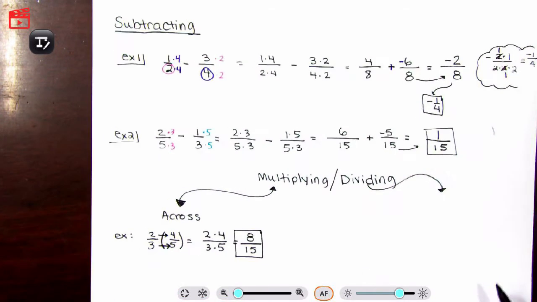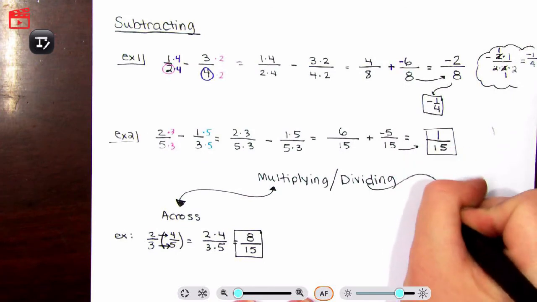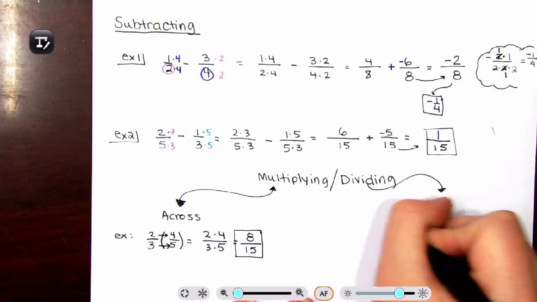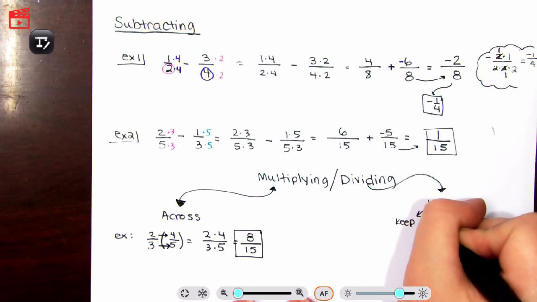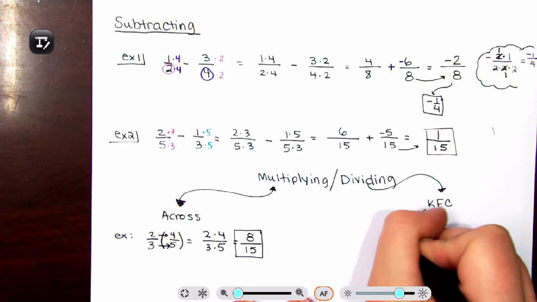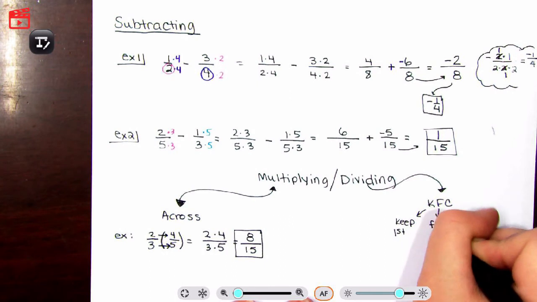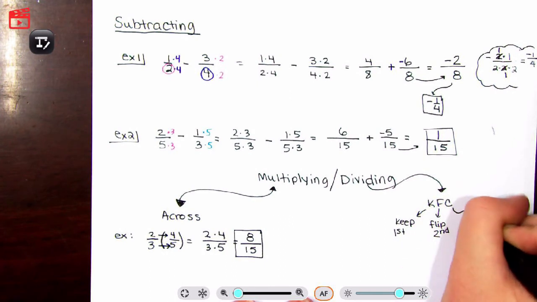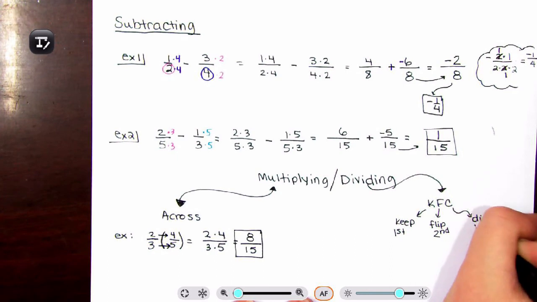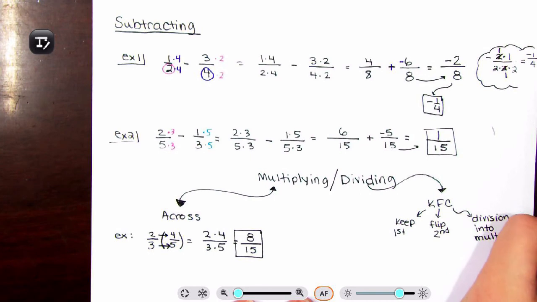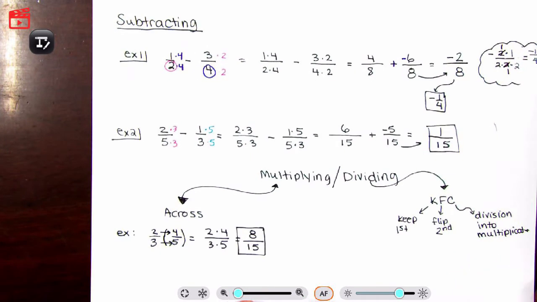When you are dividing, you're remembering KFC. You're going to keep your first fraction. You're going to flip. So keep first, flip second fraction, and you're going to change division into multiplication. Ran out of space there for the word multiplication, but that's okay.